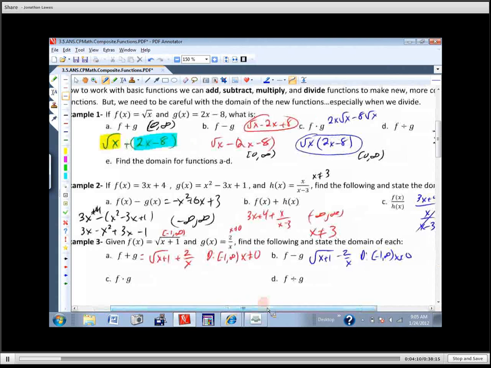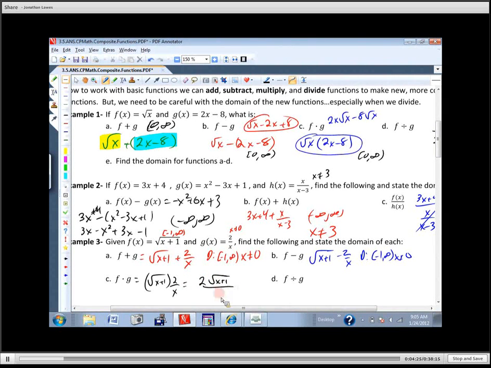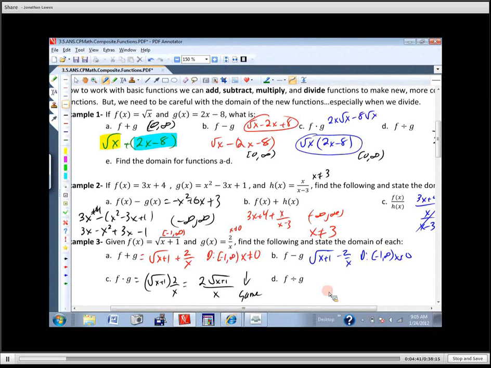Okay, and then multiplication. This one's going to be square root x plus 1 times 2 over x. If we wanted to simplify it, I suppose we could write it this way. This probably would look the best. Domain. Same thing, okay? Same domain there.